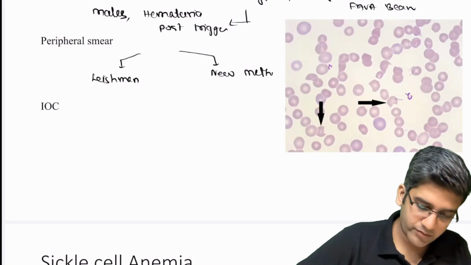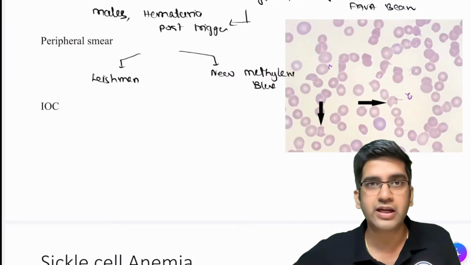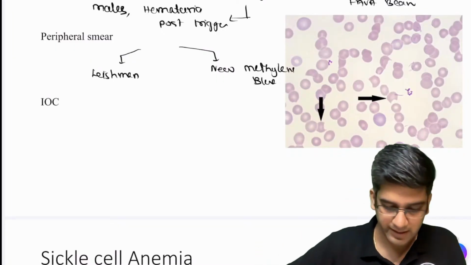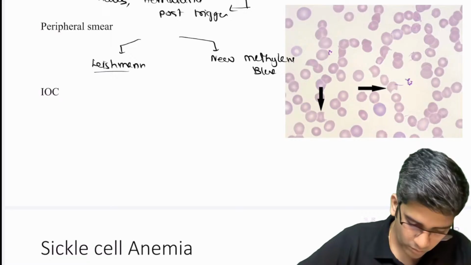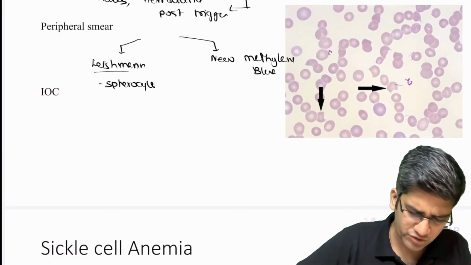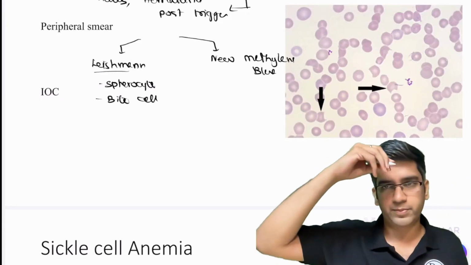So this will obviously help us avoid the confusion when I asked, how do I differentiate a Howell-Jolly body versus a Heinz body, right? So here in Leishman stain, what I'll see is spherocyte, because that's a finding in almost everything, and I'll see bite cell. If required, please write bite cell on the top. Fine.